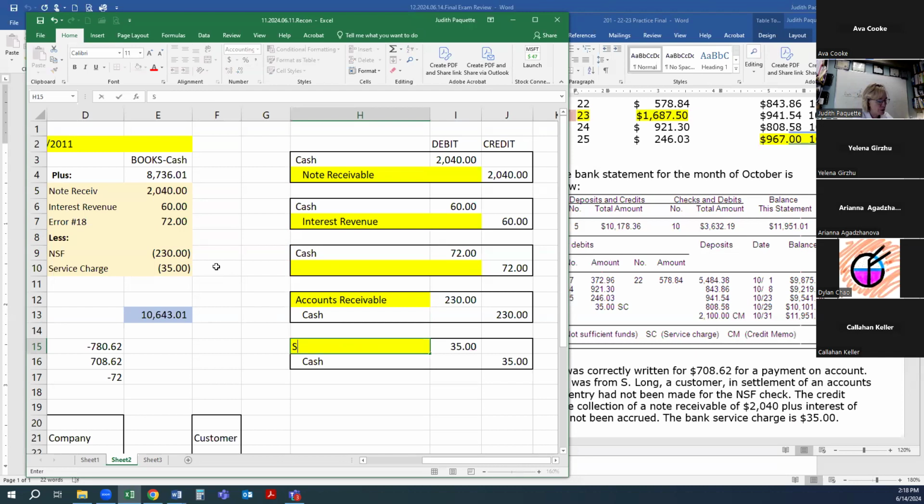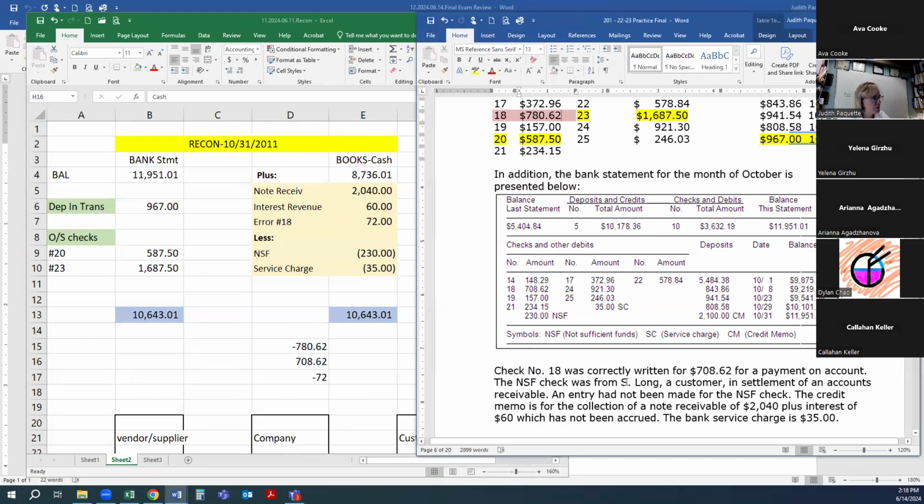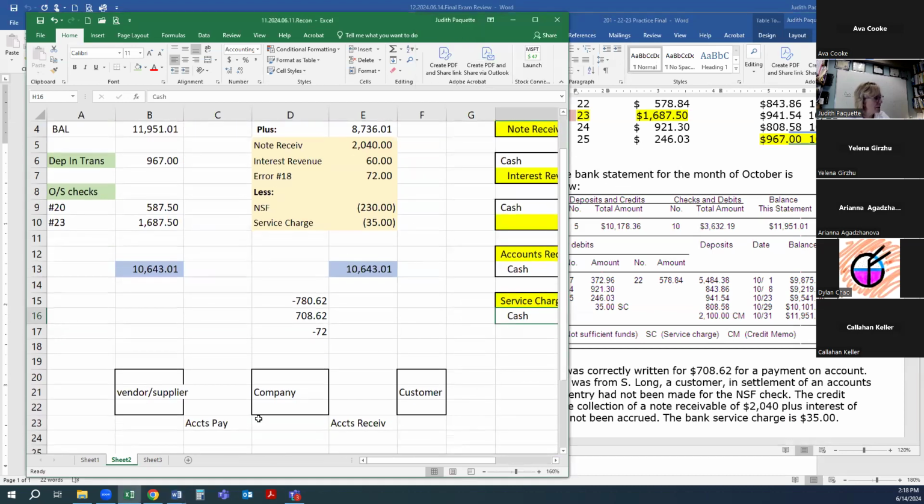Service charge, we account this chapter to service charge expense. Okay, so that clears most of those. Now we're gonna go to that $72 and we're gonna leave the additional information. Check number 18 is correctly written. When we write checks, it's gonna be accounts payable. So that's where that goes.